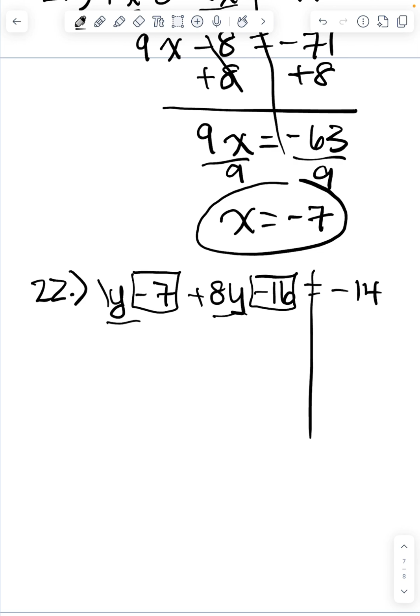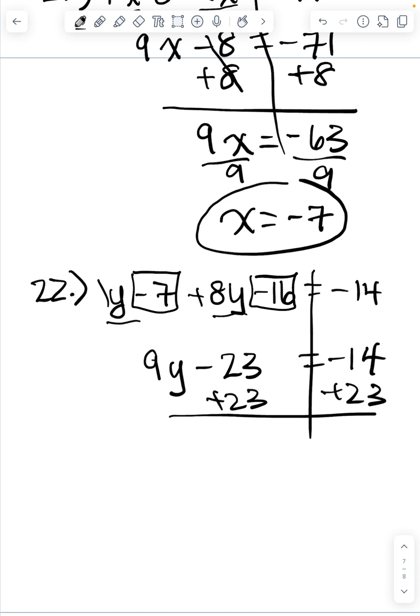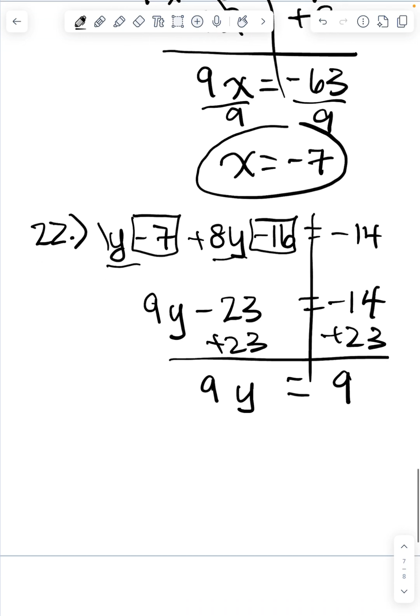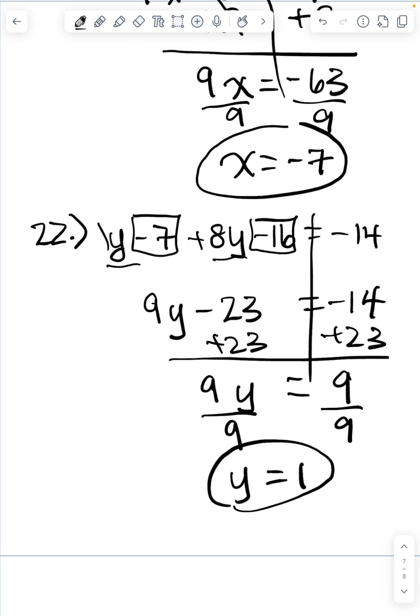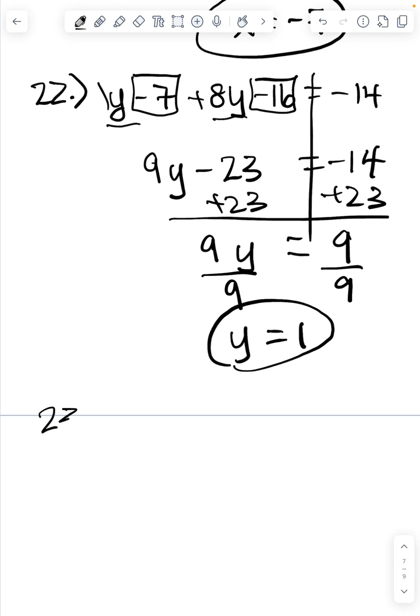Remember, there's one y there, so that means there's a 1 in front of it. So we have 9y. And then here we've got signs are the same, so we find the sum, and it stays negative. Now we're going to add 23 on both sides. So we end up with 9y equals, over on the right side, a negative 14 and a positive 23. Signs are different. Find the difference, which is 9. Keep the sign of the bigger number, which is 23, so positive. Now we'll divide both sides by 9. y equals 1.